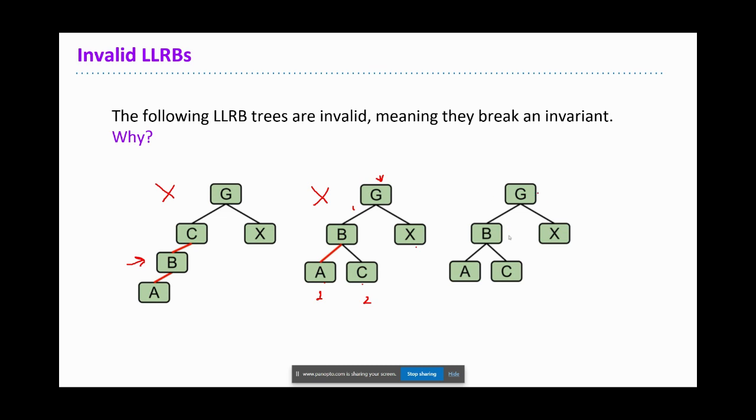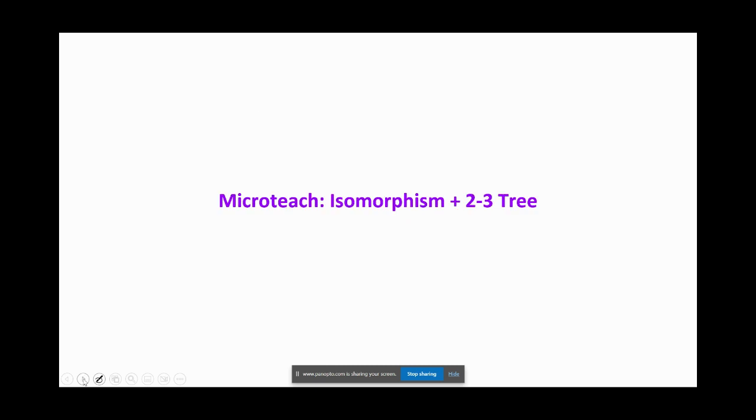And then it's going to be a very similar situation here. G-B-A, there's two black edges there. G-B-C, there's two. But then G-X, there's just the one. So this is invalid. I really hope this made sense. Please reach out if I can help clarify why each of these are wrong.